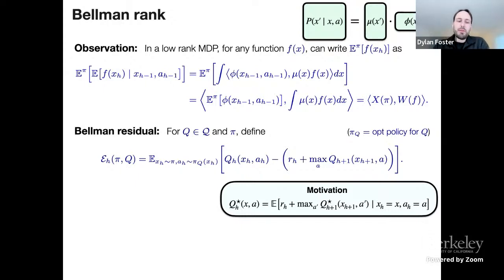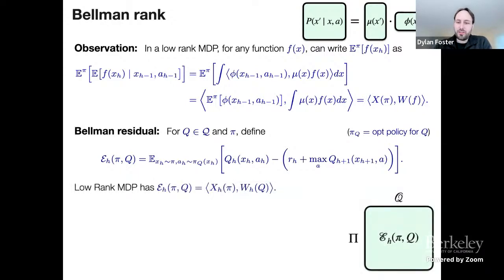So returning to the linear MDP, if you use the property I sketched above, we'll be able to show that the Bellman residual factorizes into a dot product of, again, a vector that depends on pi but not Q, and a vector that depends on Q but not pi. So in other words, if we look at this Bellman residual as a big matrix indexed by policies and Q functions, this is saying the rank of this matrix is at most d.